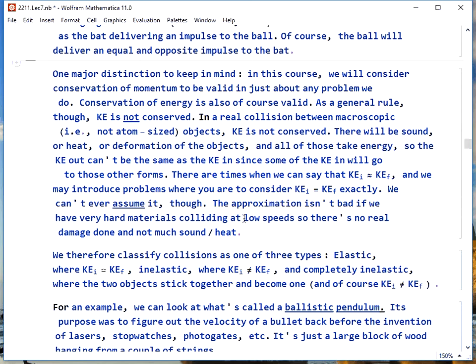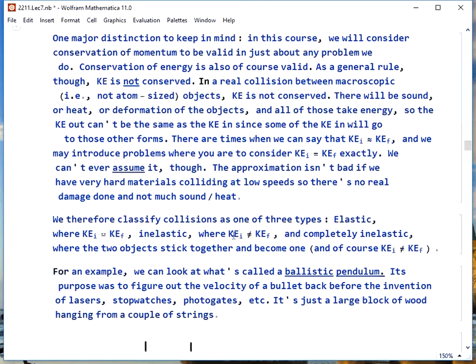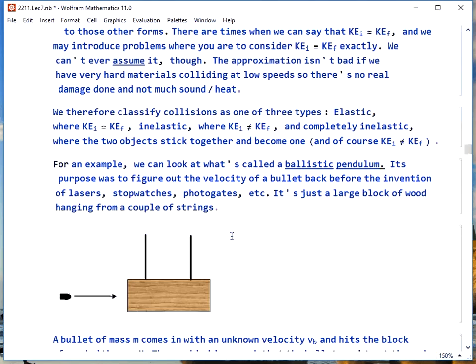Sometimes it's not a bad approximation to have things like steel spheres colliding at low speed, so there's not a lot of damage or deformation and not much in the way of sound or heat. We can use this to classify collisions as one of three types: elastic, which is this rare case where kinetic energy before and after are equal; inelastic, which is everything else where it's not; and completely inelastic, where not only are kinetic energy before and after not equal, but the two things stick together and become one, like if you threw two wads of gum at each other.